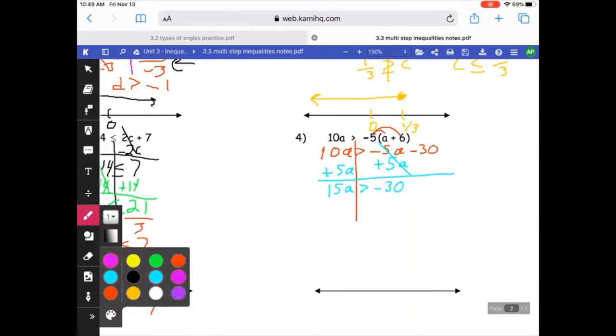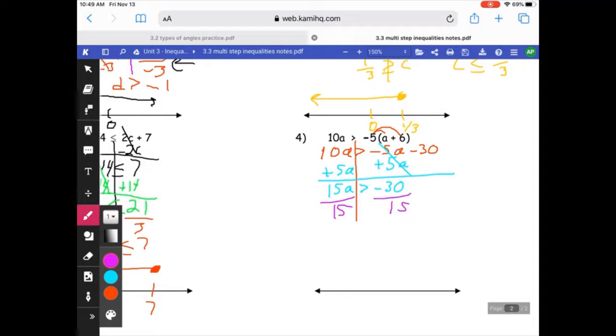Now here, something I want to point out is that after we divide both sides by 15, we're going to get a is greater than negative 2, but we are not flipping the inequality symbol. The reason why we're not flipping the inequality symbol is because we're dividing by a positive number. Even though our answer is negative, we're dividing by a positive number, so we're not flipping the inequality symbol. We only flip the inequality symbol when we actually divide by a negative number.